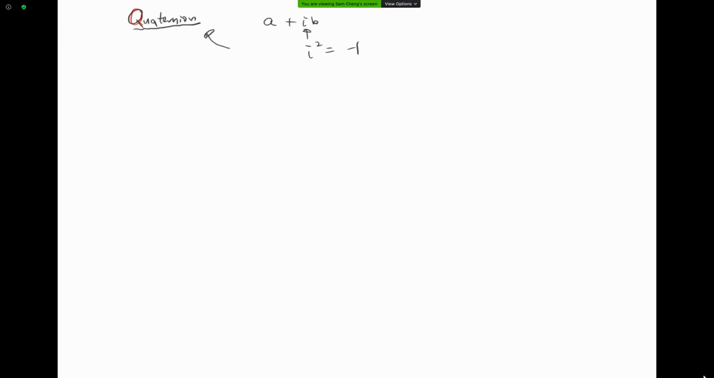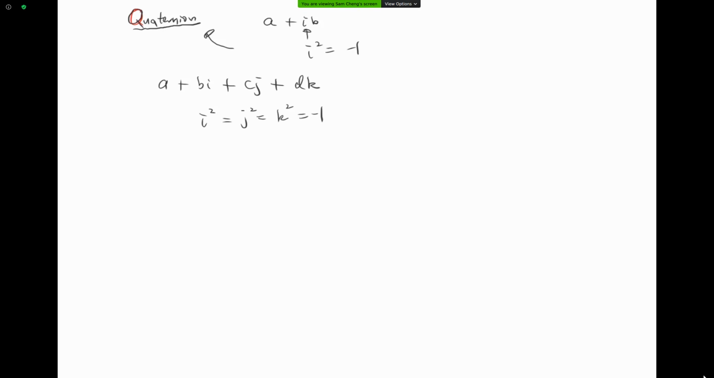When I say quaternion is an extension of the complex number, it means that you have not just one type of imaginary number, but three different types. So I can have a plus bi plus cj plus dk, and each of these imaginary numbers, when I square it, will be equal to -1.